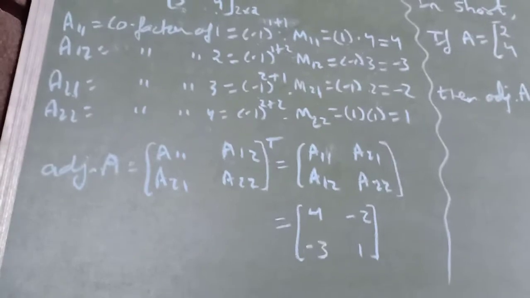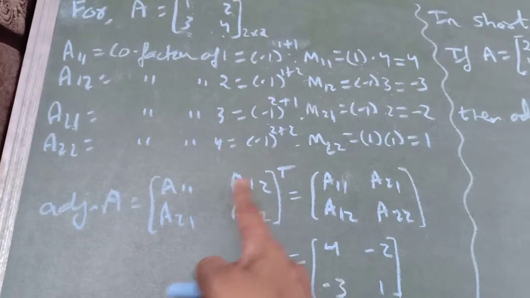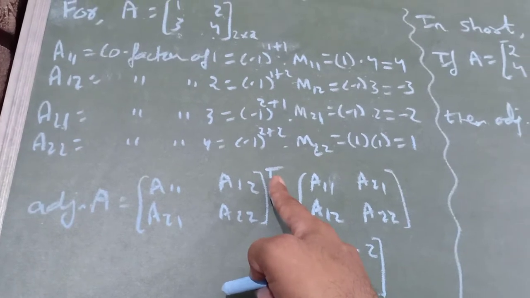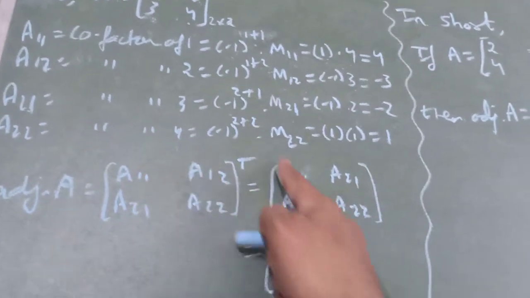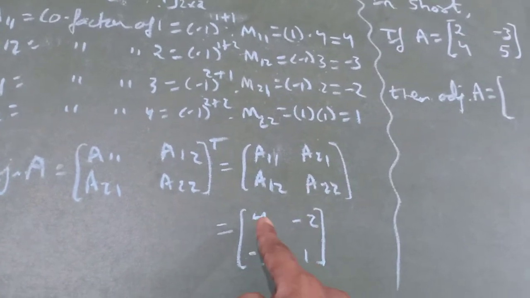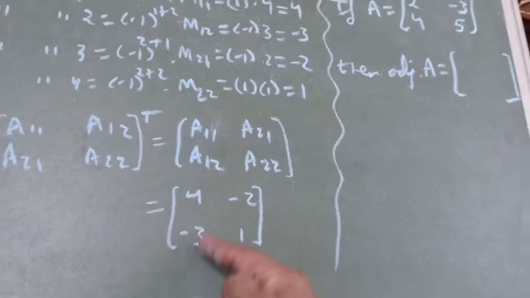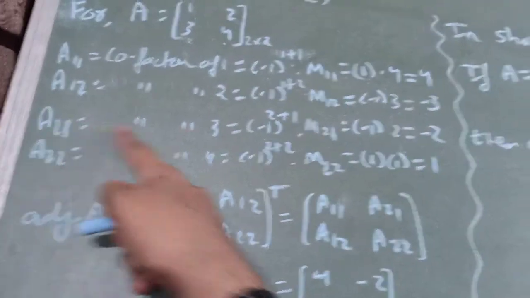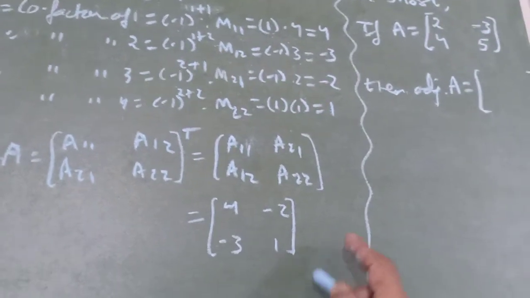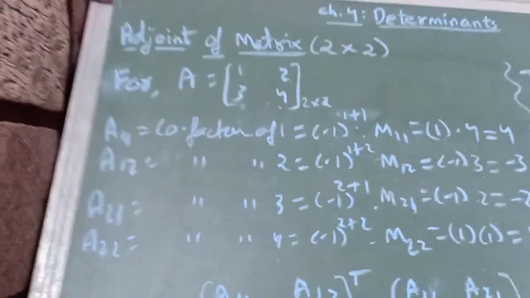Okay. So now the adjoint of A is defined as the matrix of cofactors [A11, A12; A21, A22] whole transpose. That is, the first row will become the first column, A11, A12, and the second row will become the second column, A21, A22. So now put in the corresponding values. A11 is 4, A12 is minus 3, so 4, minus 3. A21 is minus 2, and A22 is 1. So this is the adjoint of the given matrix A [1, 2; 3, 4].